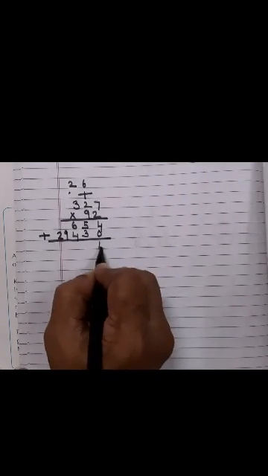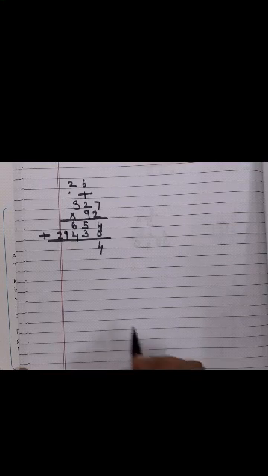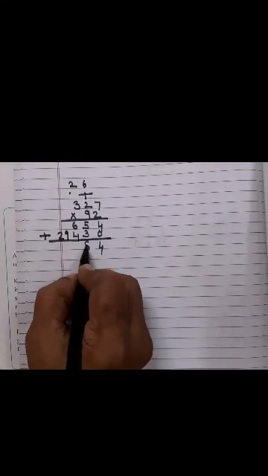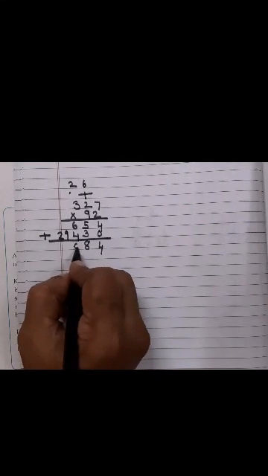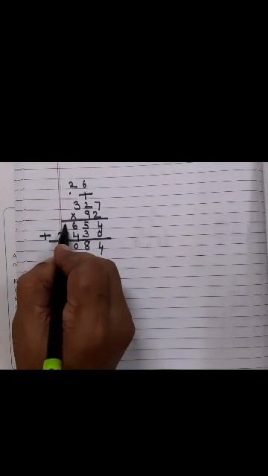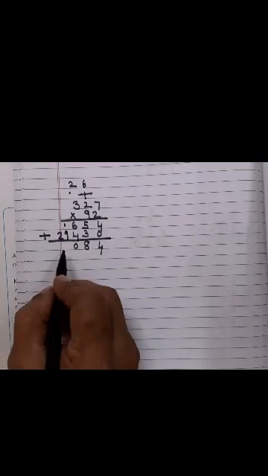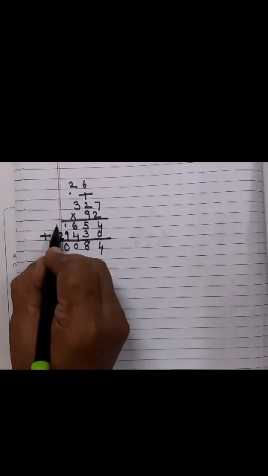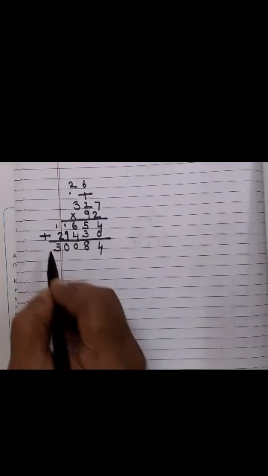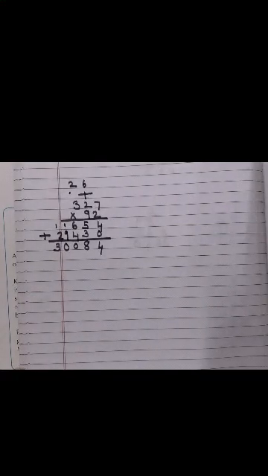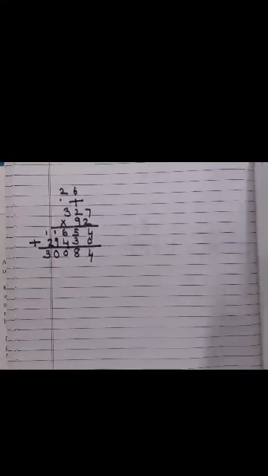4 plus 0, that is 4. 5 plus 3 is 8. 6 plus 4 is 10. Now 10, 0 here and 1 here. Don't forget. 9 plus 1 is 10 and then 1 here and then this is 3. Right? Let's move to another example children.